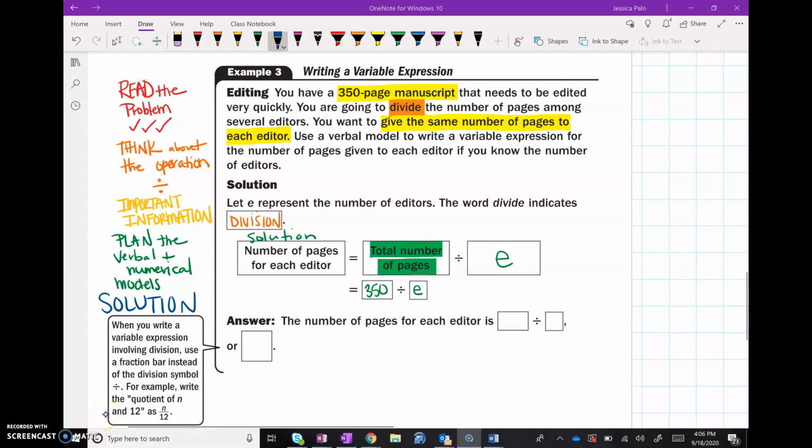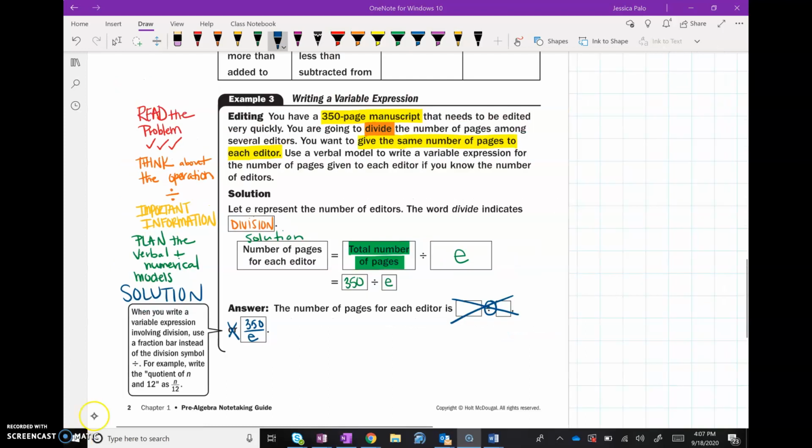So that means the number of pages for each editor is 350 over E. Now that we are in pre-algebra, we no longer use this symbol for division, so we're just going to cross this one out. The number of pages for each editor is 350 divided by the number of editors, 350 divided by E. And you have successfully used our tips to solve this word problem.